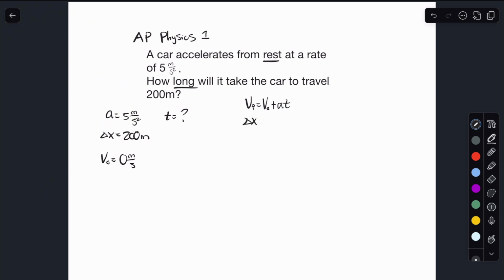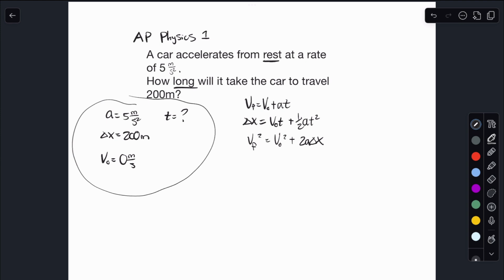Next one we could do is our displacement: delta x equals v initial t plus 1/2 at squared. And then our final one, v final squared equals v initial squared plus 2a times our displacement. So if we have all these variables, we can deduce the equation that we need.